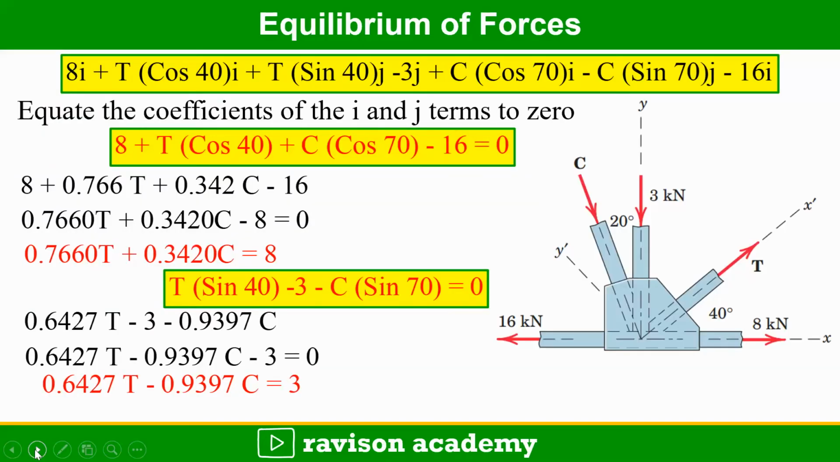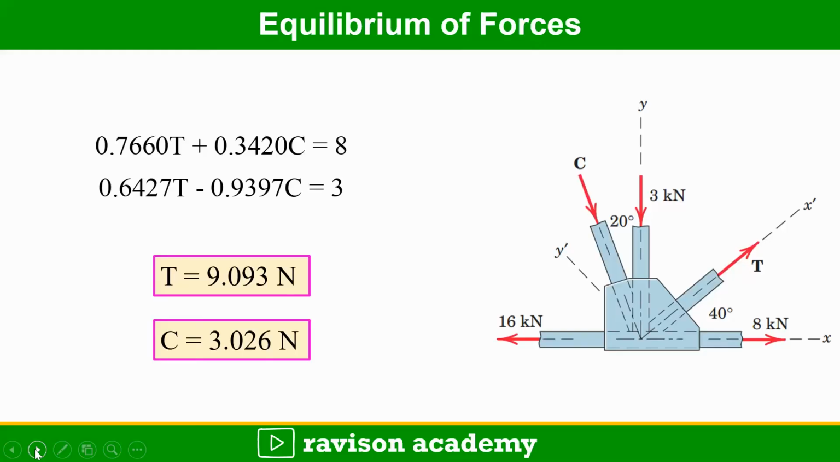And equating the coefficients of i and j to 0, we will be getting 8 plus T cos 40 plus C cos 70 minus 16 equal to 0 and T sin 40 minus 3 minus C sin 70 equal to 0. On solving this, we will be getting T as 9.093 kilonewton and C as 3.026 kilonewton.